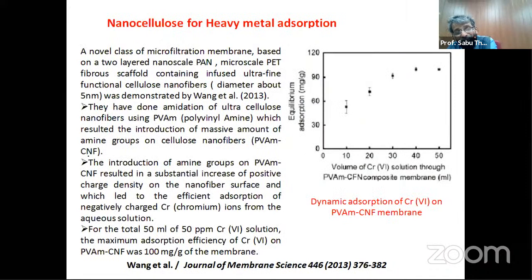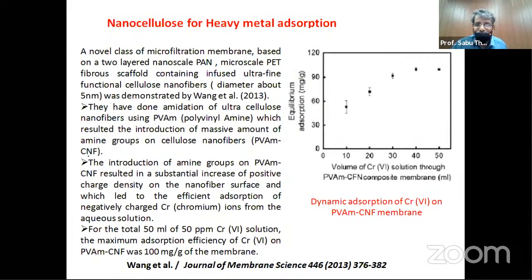Nanocellulose is also an exciting material for metal absorption. Metals could be absorbed, but there again, you need some chemistry. You cannot simply use cellulose. Cellulose is hydrophilic. You know, the group in China, what they did is, they put a small chemistry on the surface. They treated nanocellulose with polyvinylamine. When you do that chemistry, you can put lots of positive charge on the surface of nanocellulose. When you react with the polyvinylamine, you can put a lot of amino groups on the surface.